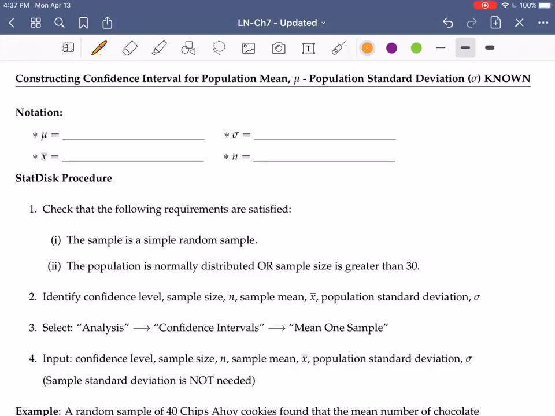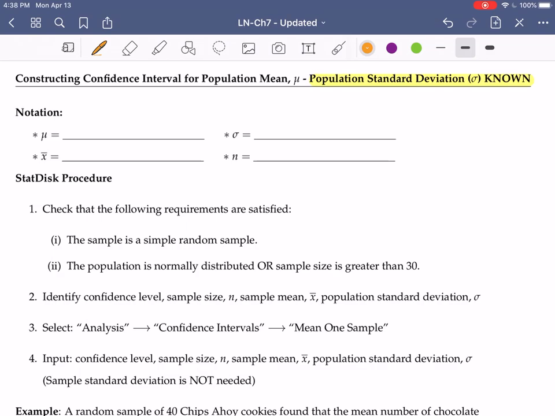All right, let's take a look at how we construct a confidence interval for a population mean when we happen to know the population standard deviation. So we know the value of sigma. We know how the data values in the entire population are distributed relative to the mean, even though we have no idea what that mean is.